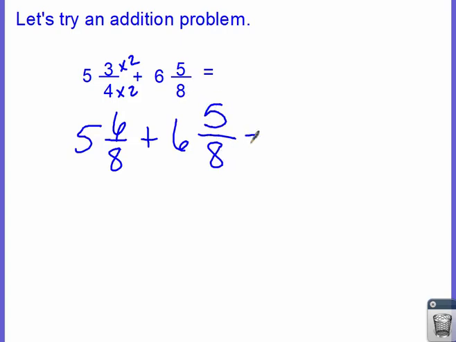So I just write the 5 down. So now we add. We've got 6 and 5, which make 11. We keep our 8, and we add our whole parts. 6 and 5 again are 11.